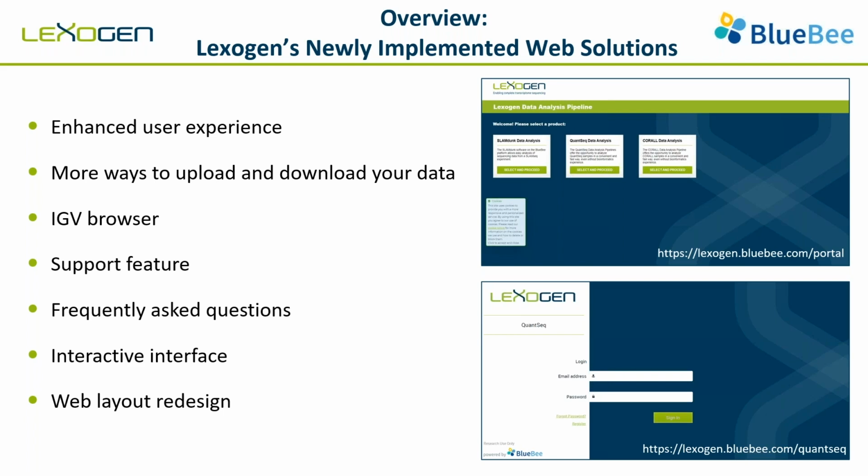On the right here, you'll see two of our landing pages along with the URLs. On the top, this showcases the available pipelines for analyzing Quantic, Coral, or SlamSeq data. And on the bottom, this is an example of the landing page for a specific pipeline. So in this case, it's Quantic.